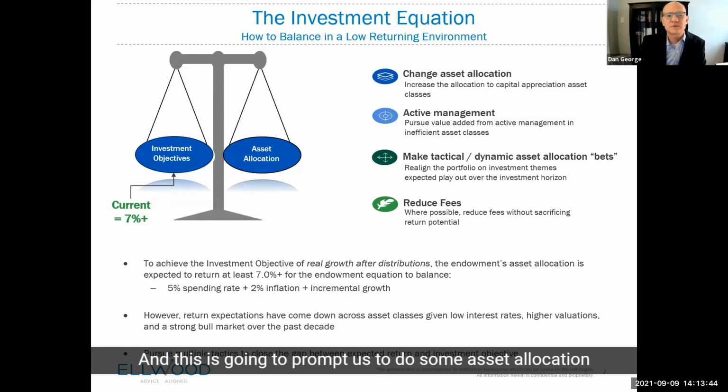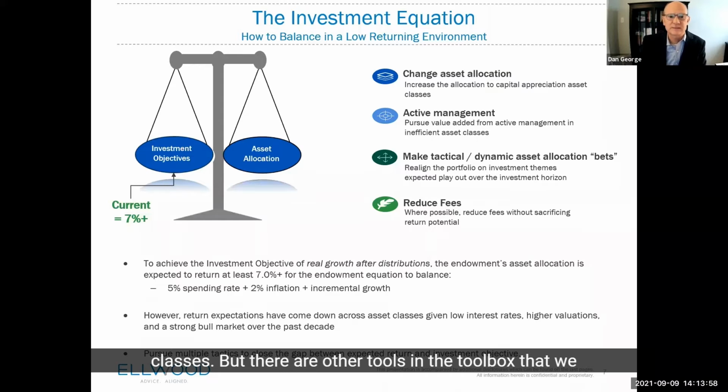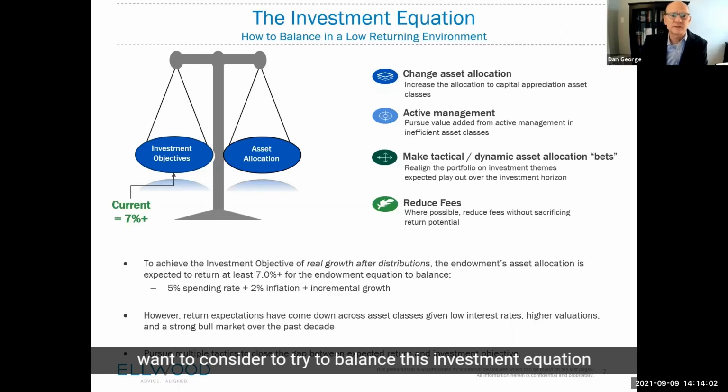And this is going to prompt us to do some asset allocation modeling and maybe prompt us to change our asset allocation, like I was just referring to, maybe from a traditional-only asset class usage over to the use of some illiquid asset classes. But there are other tools in the toolbox that we want to consider to try to balance this investment equation beyond just asset allocation that seem to be a little bit more optional to investors.